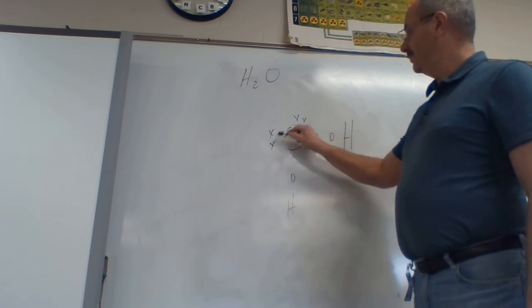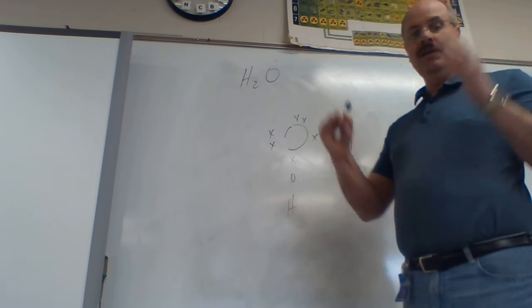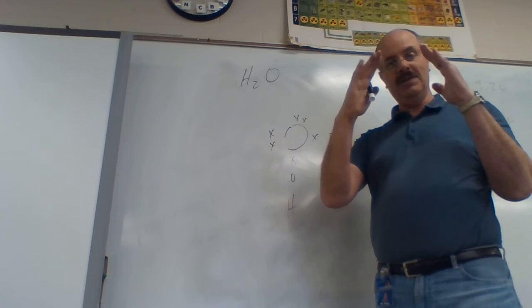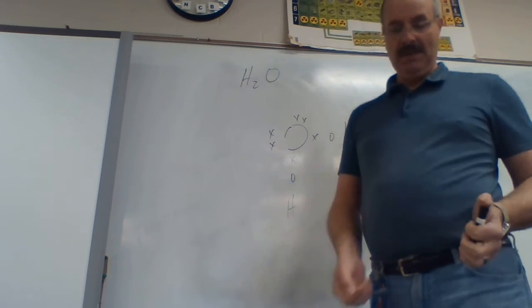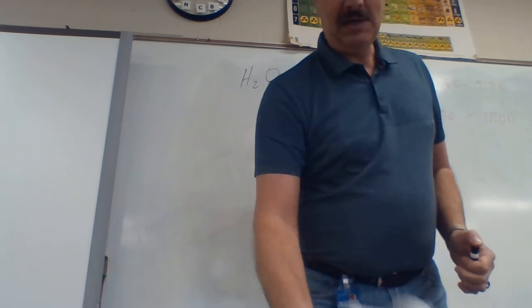And again, why? It's all because of these non-bonded pairs of electrons, and those push it down and give it a bent shape. So that's why we end up with a bent shape for that molecule.